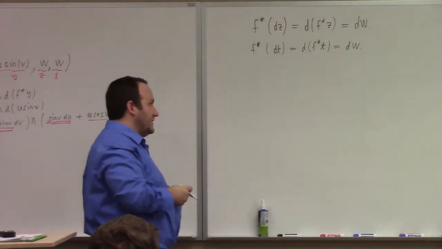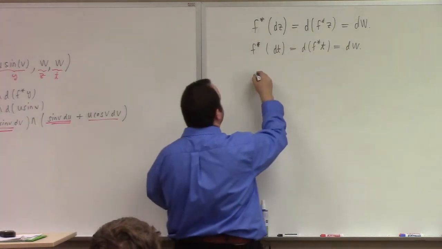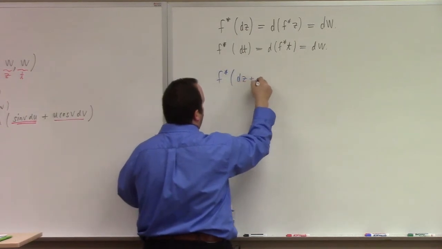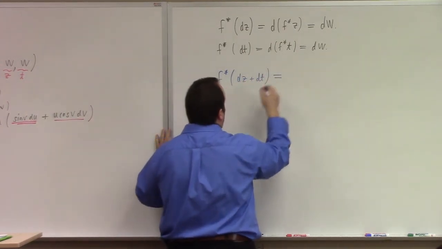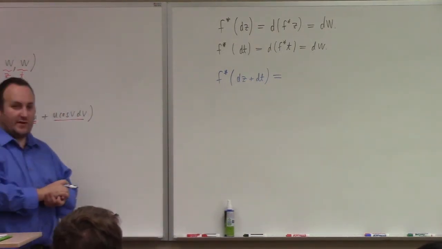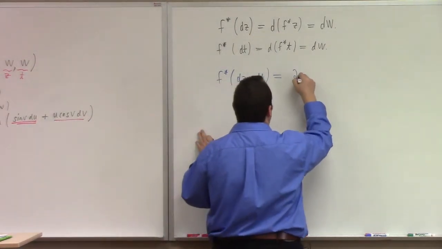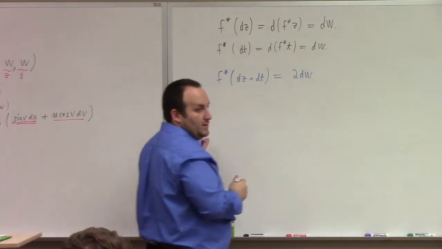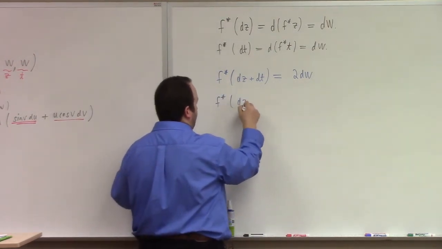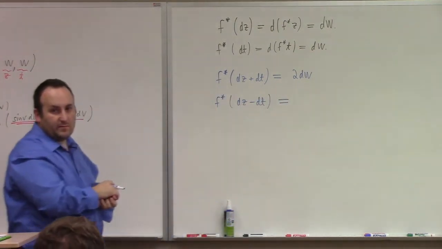So there are some interesting things that go on here, right? If we look at the pullback of dz plus dt, what happens? By the way, the pullback is linear, so the pullback of a sum is the sum of the pullbacks. So we can just add the previous two calculations, and we get 2 dw, right? On the other hand, if we looked at the pullback of the difference of dz and dt, what would that give us? 0. Yeah, that would give us 0.